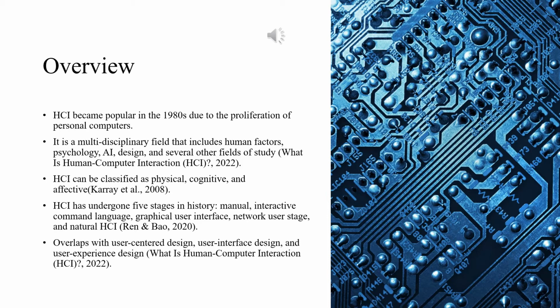The evolution of how humans interact with machines can also be divided into different stages: manual, command line, graphical user interface, network, and natural HCI. In the past, we used the command line interface and moved to graphical user interface, which is still the prevalent type of interface. Nowadays, social media have changed how systems interact, giving more users power and options to connect.